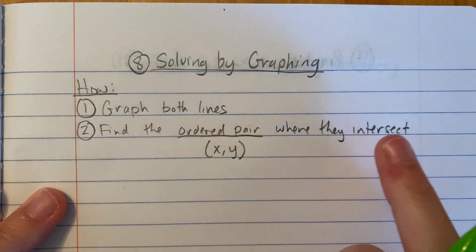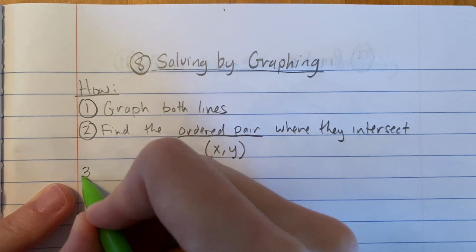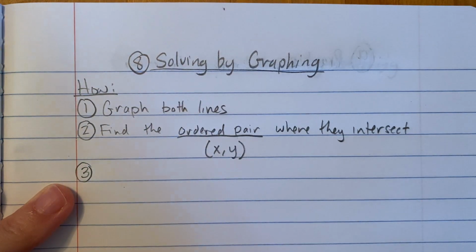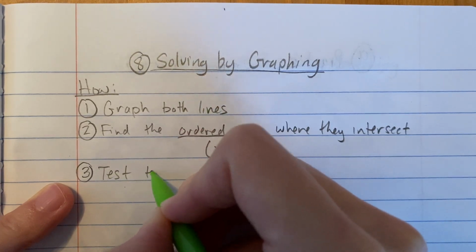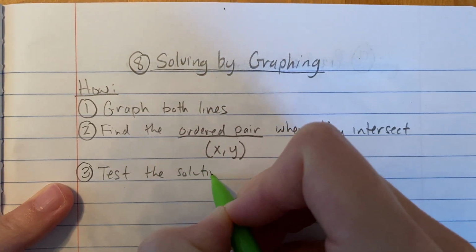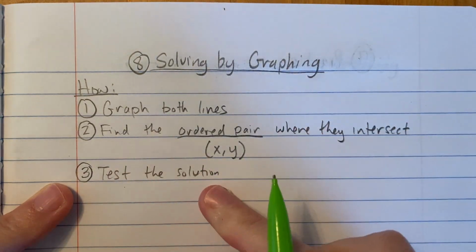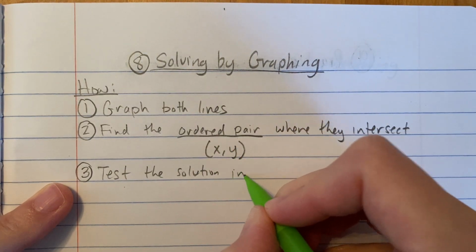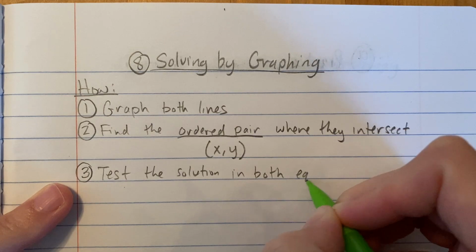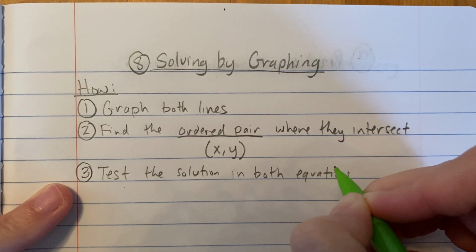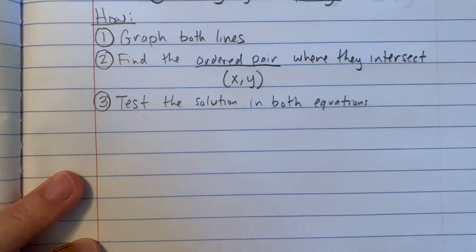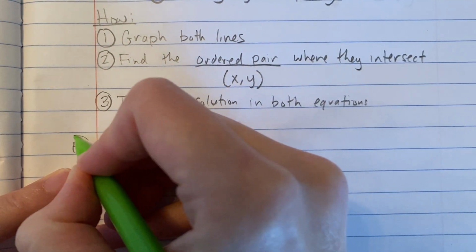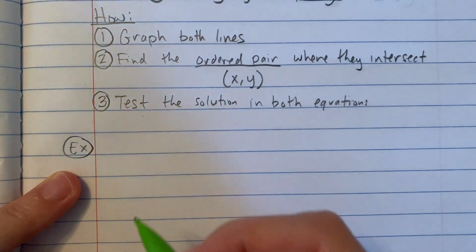So once I find the ordered pair where they intersect, I can use what I know about testing a solution to check. So I'm going to test the solution, and of course I have to do that in both equations. When we test a solution, we plug the ordered pair into both equations. This is just combining stuff you already know how to do.